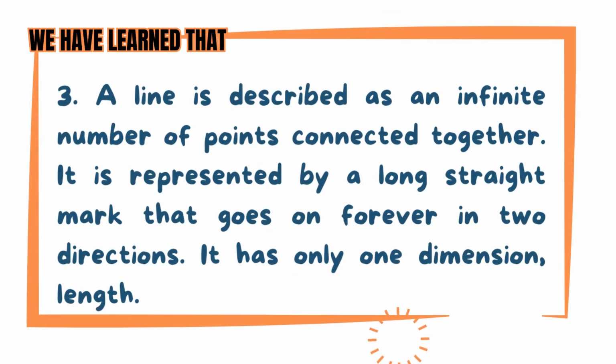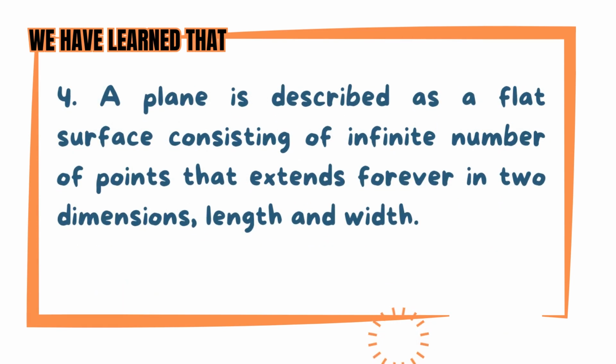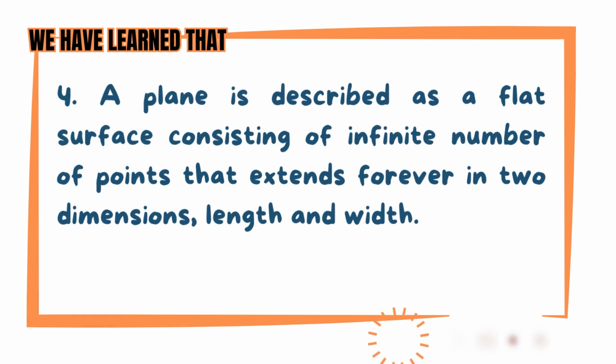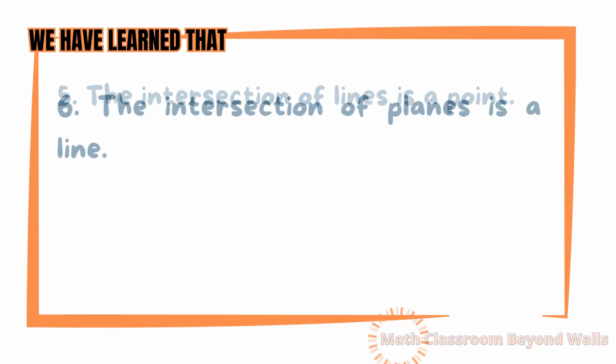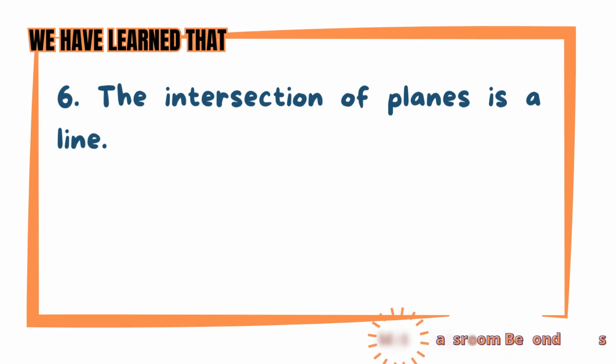Third, a line is described as an infinite number of points connected together. It is represented by a long straight mark or band that goes on forever in 2 directions. It has only 1 dimension, length. Fourth, a plane is described as a flat surface consisting of infinite number of points that extends forever in 2 dimensions, length and width. Fifth, the intersection of lines is a point. Sixth, the intersection of planes is a line.